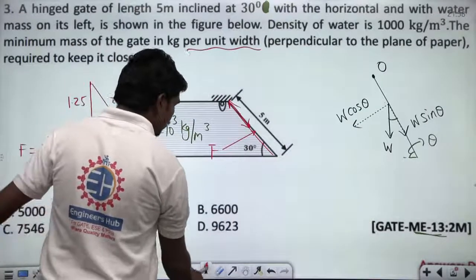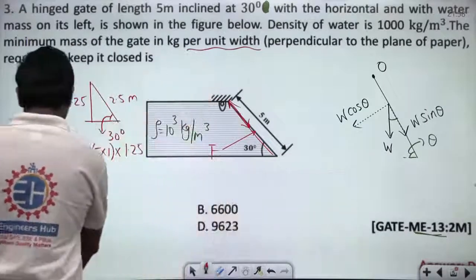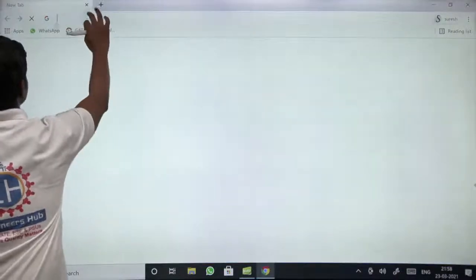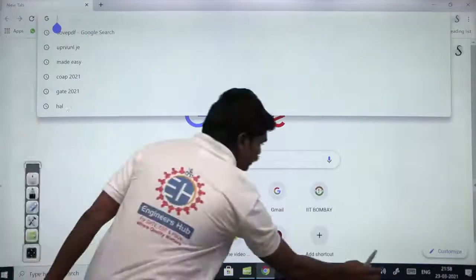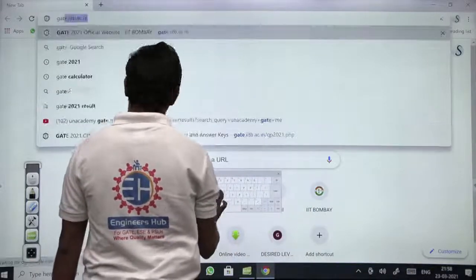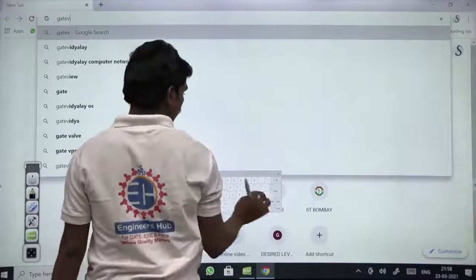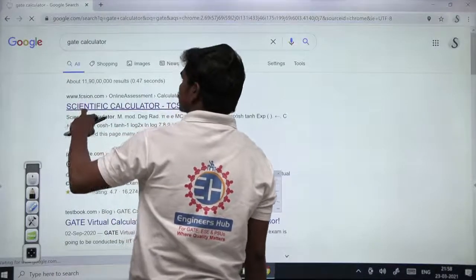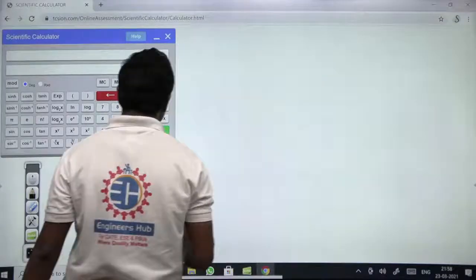Next, let us calculate this value using our virtual calculator. Let us open a virtual calculator quickly. It's not here. So let us try to open this. Okay, the GATE calculator, fine. So scientific calculator here. Good. This is the calculator that we need.